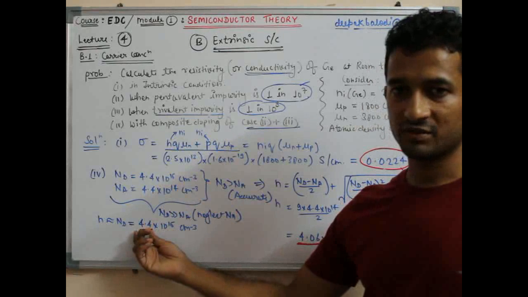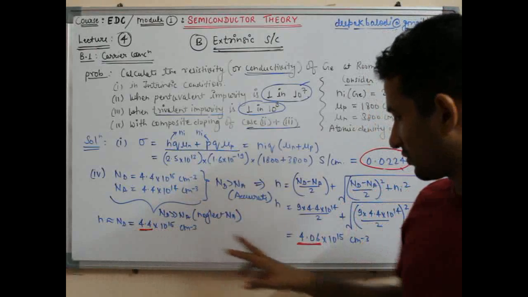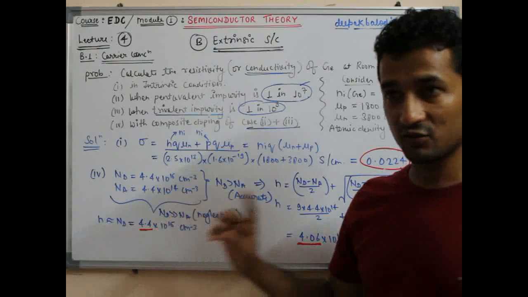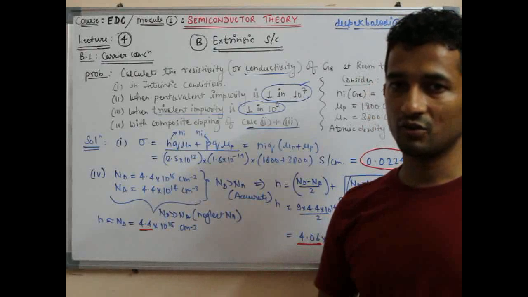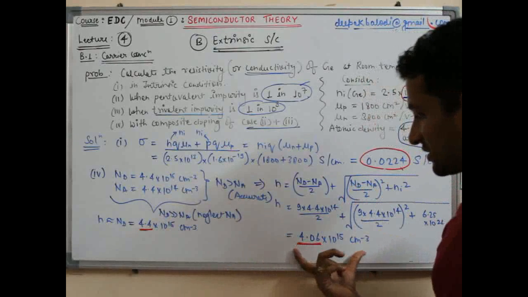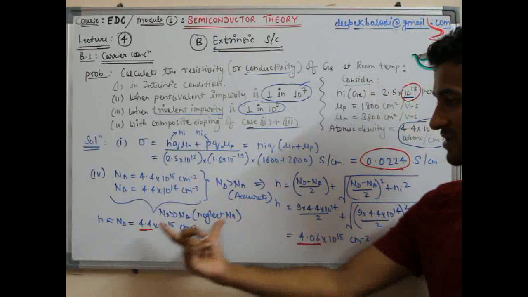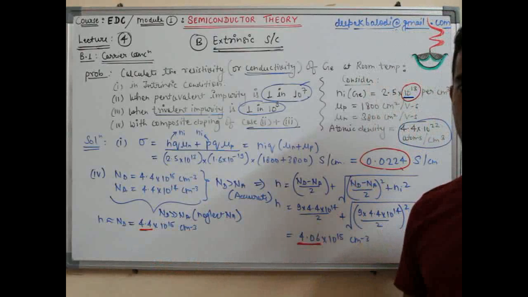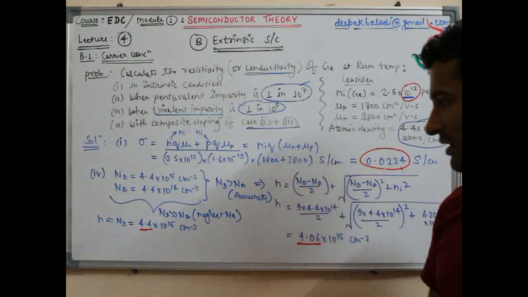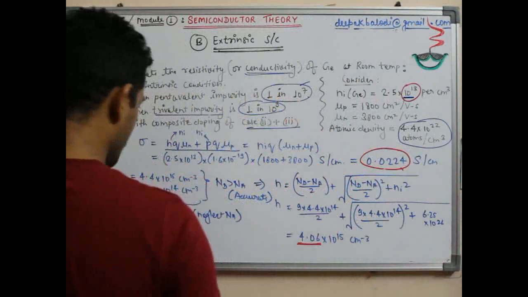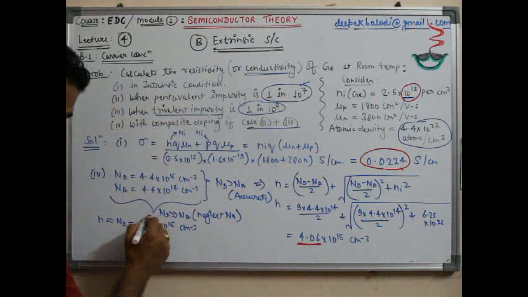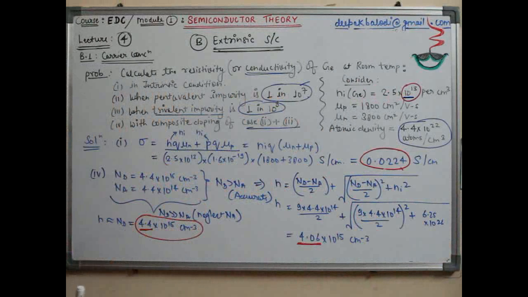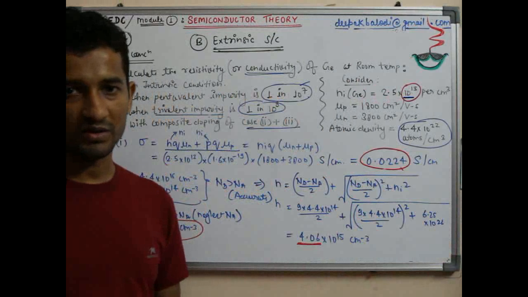But if in the options the orders are very close or the same, and there is only a difference in the coefficients, then we are definitely expected to go for the detailed calculation. So this is the exact one, and this is the approximated one. Now going forward, we have to calculate conductivity. So I am going this way, taking the approximate calculation.